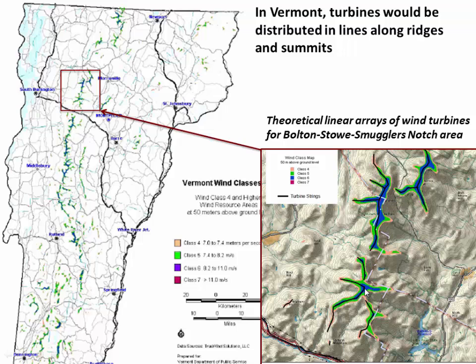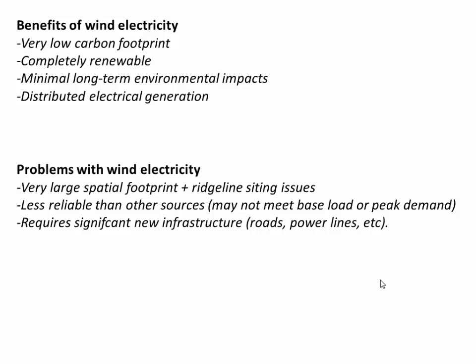So that obviously creates some issues for people who really value protecting the highest peaks in Vermont and don't want to see wind developed up there. And it's made it a pretty contentious issue in the state.